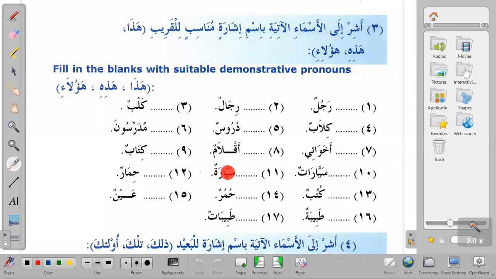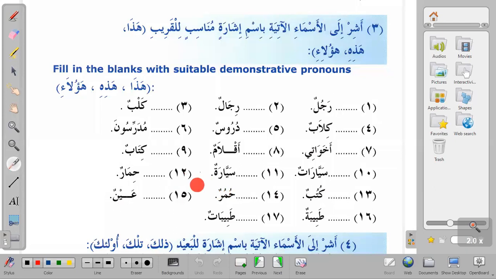سيارة. So you see this is the singular form. It will still be the same thing. هذه سيارة. They have حمار. Okay. حمار. So it will be what? هذا حمار, right? Now we have كتب. Okay. كتب is plural. So it will be هذه كتب, not هؤلاء كتب. هذه كتب. Then حمر. So حمر is the plural of حمار.